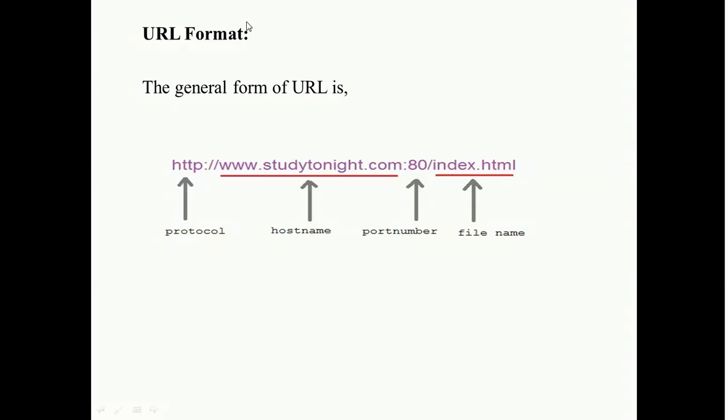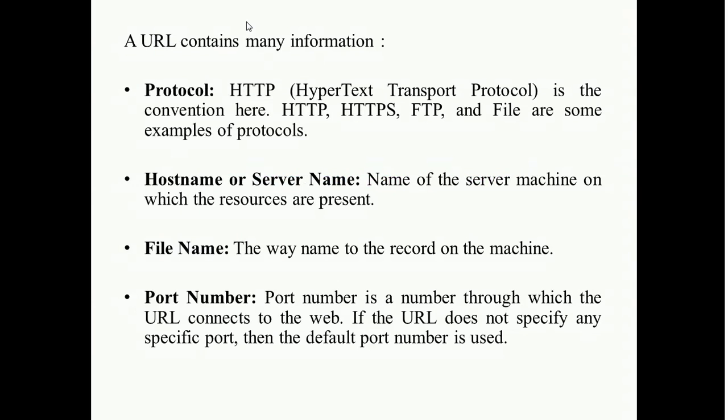So the URL format is developed using the 4 parameters: protocol, host name, port number and file name. So the URL contains much information like protocol, host name, file name and port number. See what is meant by protocol. Protocol can be any protocol, that is HTTP, FTP, HTTPS. Many protocols.